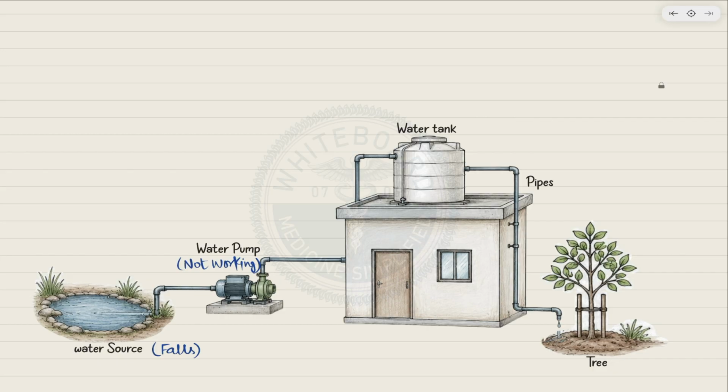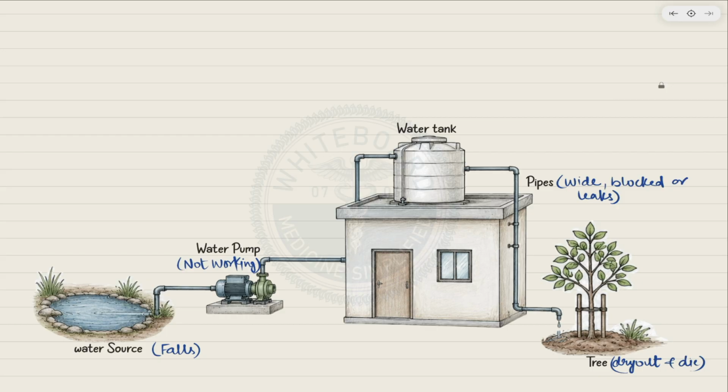Furthermore, problems can also occur in the pipe system. If the pipes are abnormally narrow, if they become blocked, or if they develop leaks, the flow of water to the tree will be affected. As a result, the amount of water reaching the tree decreases despite the presence of water in the system. Consequently, the tree becomes stressed, its growth slows down, and if the problem persists for a long period, it may eventually dry out and die.